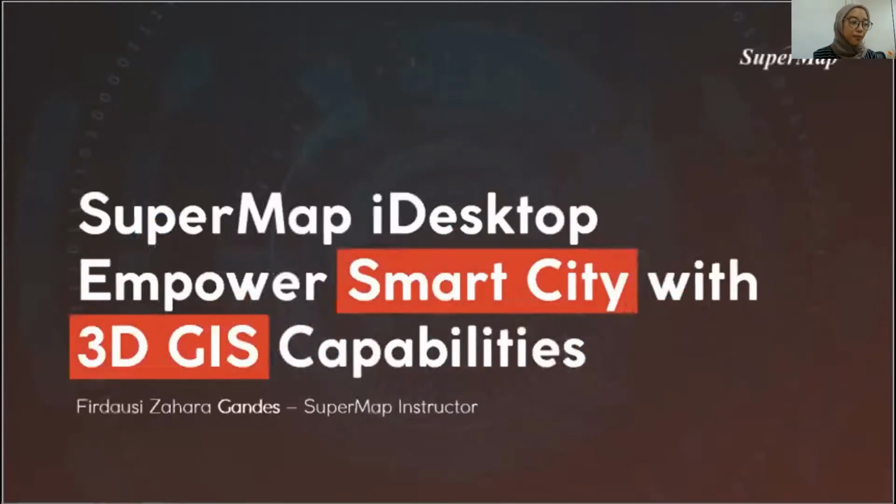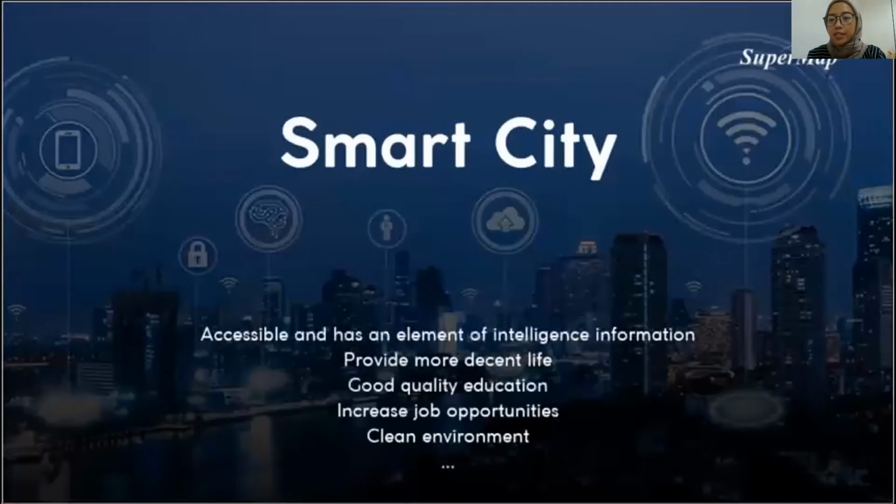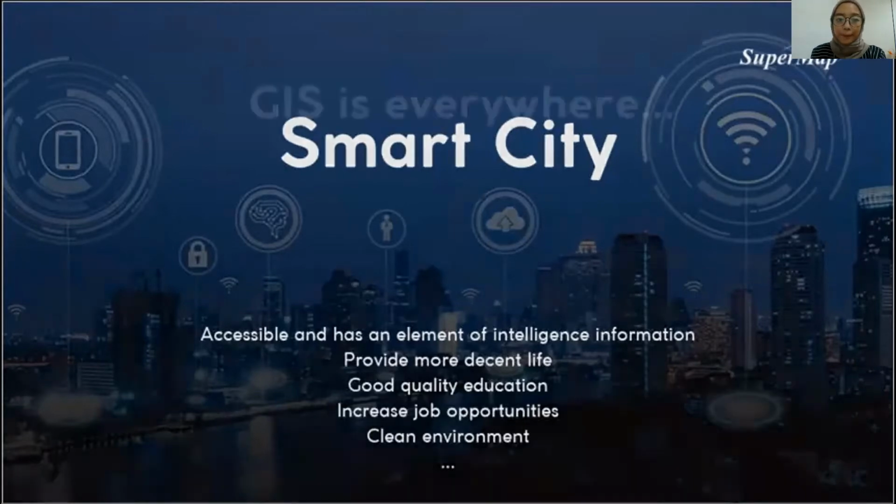Okay, and for today's topic, we will discuss the Supermap solution for the smart city in terms of the 3D GIS capabilities. So if you do talk about smart city, in a smart city development, a city is expected to be able to provide information that is not only available, but also easily accessible and has an element of intelligence. And furthermore, a smart city can provide a more decent life, good quality education, or maybe also job opportunities, a clean and decent environment, and so on.